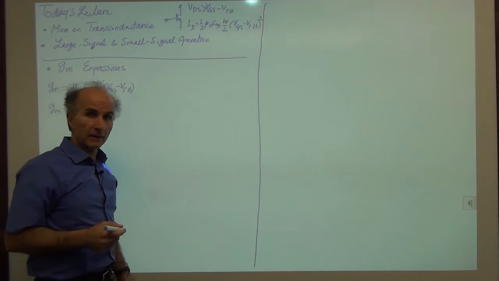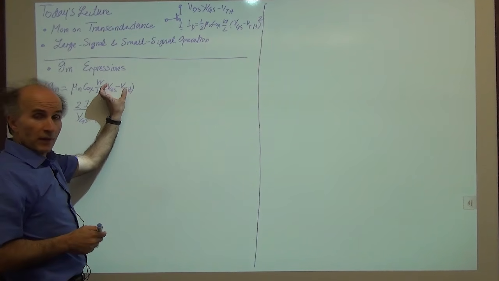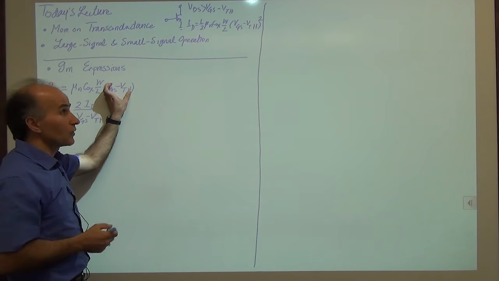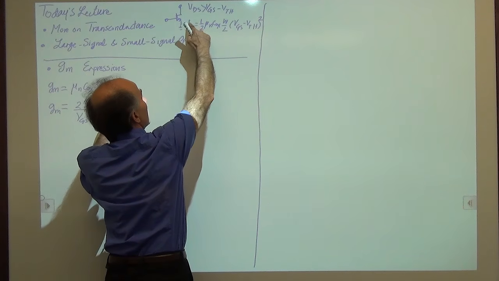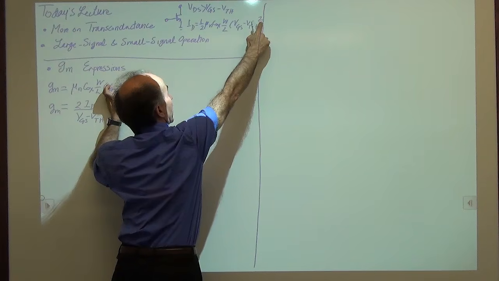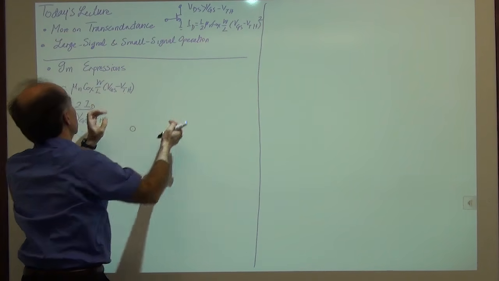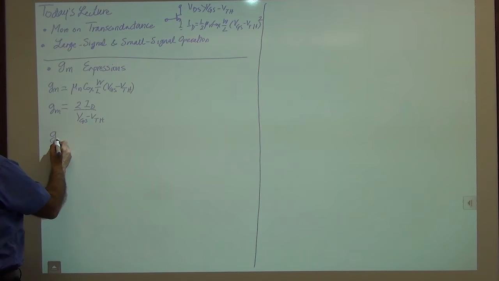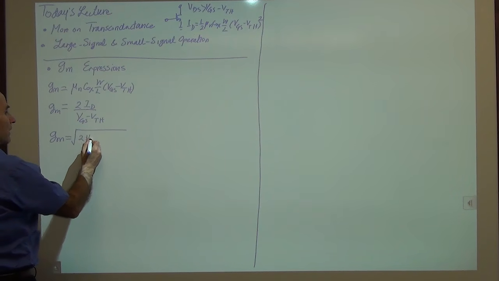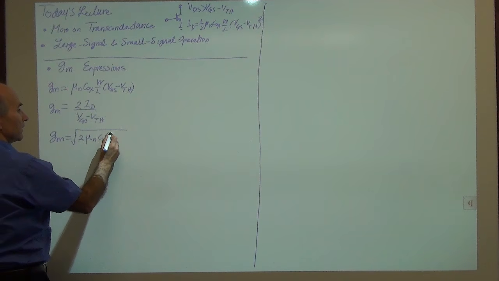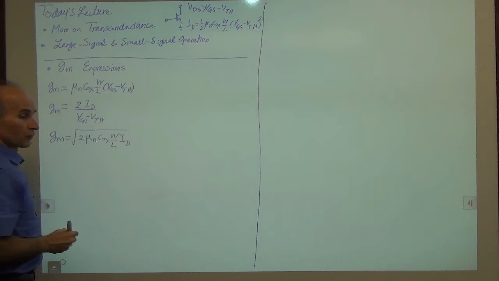Okay. And lastly, what I can do is remove this VGS minus VTH and substitute for it from this equation. So VGS minus VTH is equal to this divided by this, under a square root, right? So I replace this VGS minus VTH with that, and that gives you the third equation, which is the square root of 2 mu n Cox W over L times the bias current, the drain current.